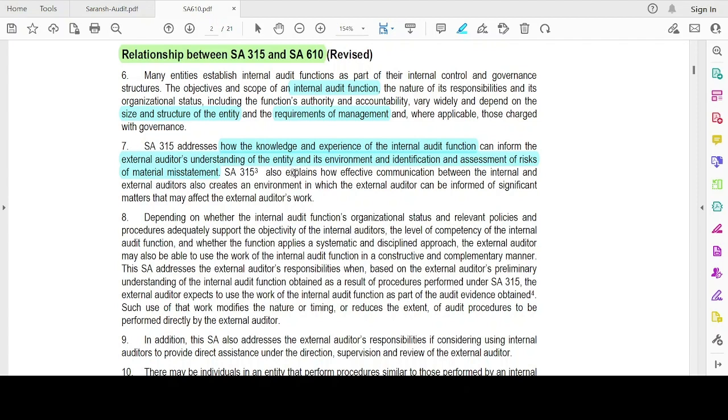SA 315 also explains how effective communication between the internal and external auditors can create an environment in which the external auditor can be informed of significant matters that may affect the auditor's work. See, if I have a good rapport with the internal auditor, then he will be able to communicate those lapses in control to me at the earliest possible moment, okay? So that I can plan the audit in the initial stage itself rather than amending the plan at a later stage.